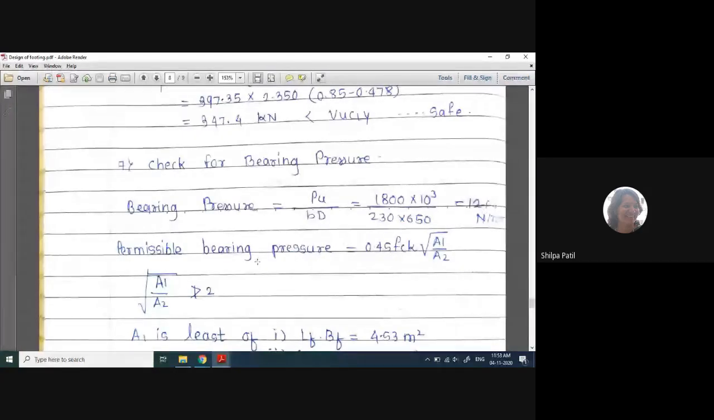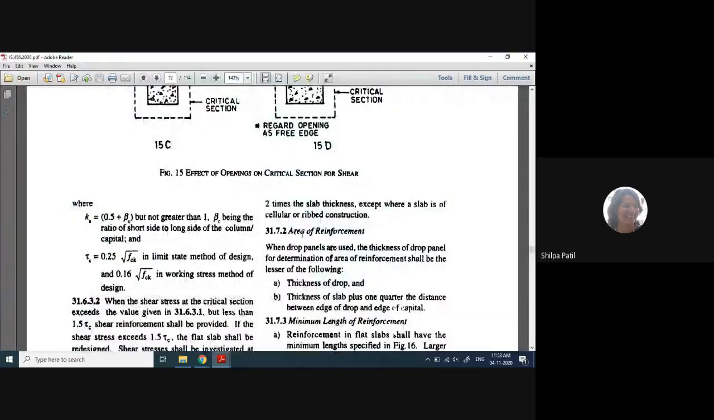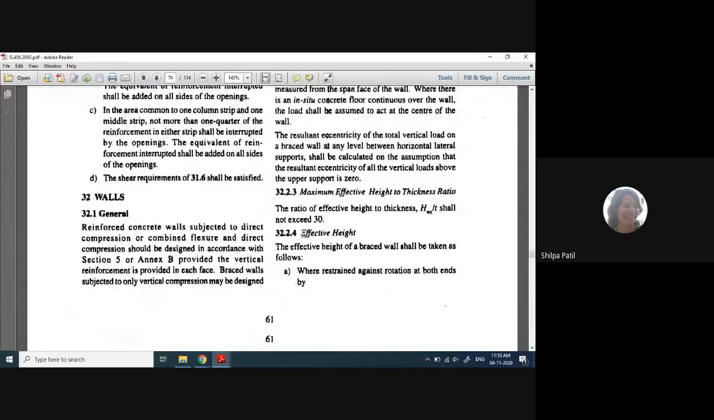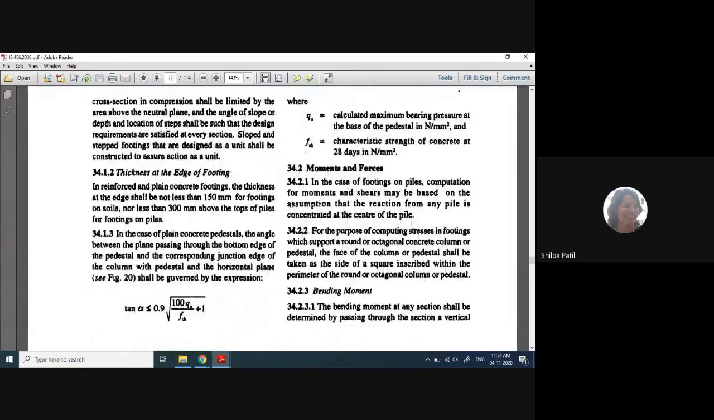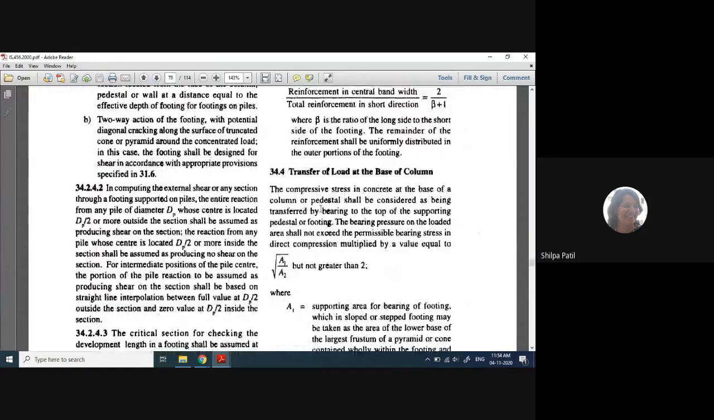So that stress is coming as 12 Newton per mm square. It should be less than this formula. Now this formula is given again in IS 456 on page number, I think 65. Let me check. 63, 65. Yes, this is transfer of load at the base of column. The compressive stress in concrete at the base of a column or pedestal shall be considered as being transferred by bearing to the top of the supporting pedestal or footing.